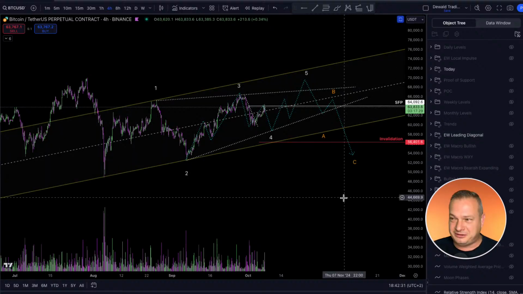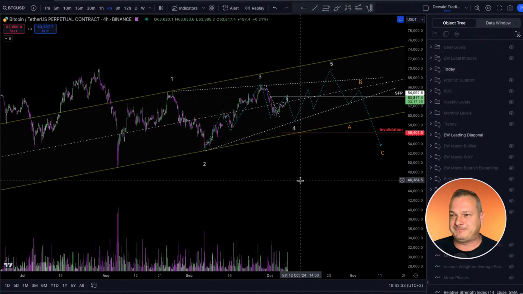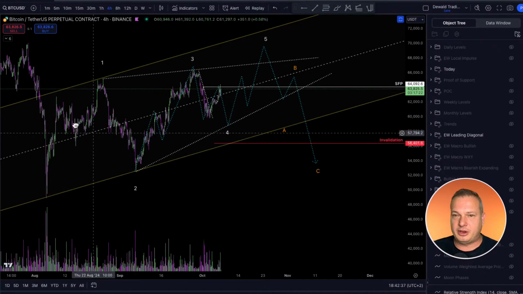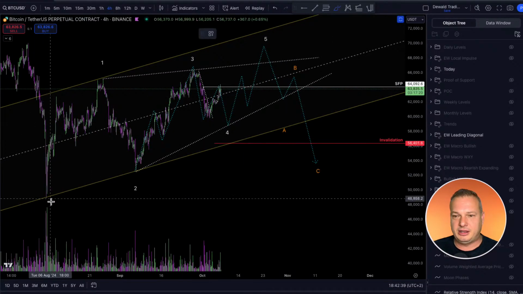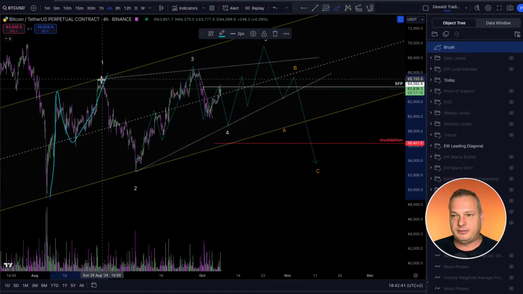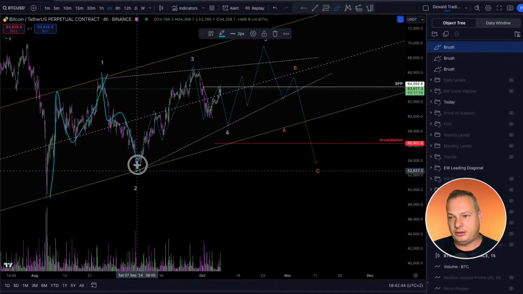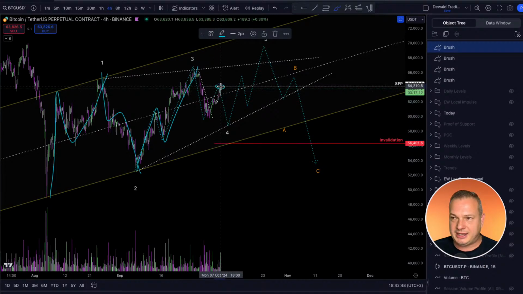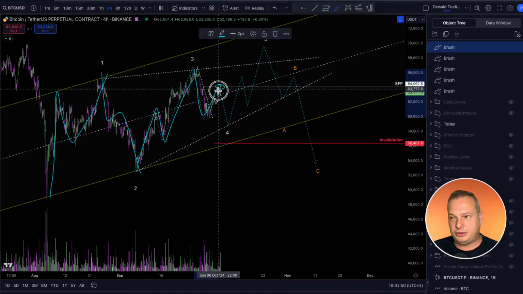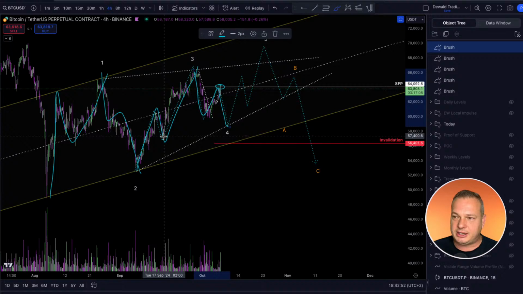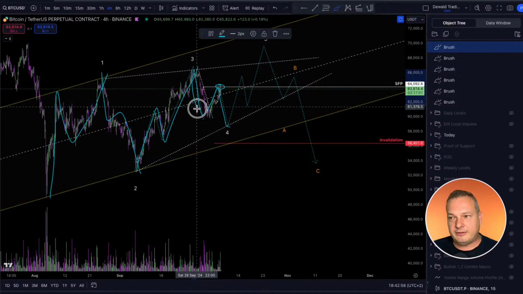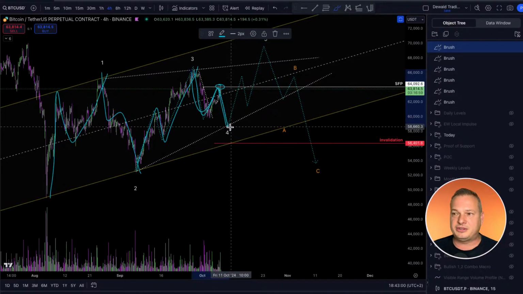Right, I am still keeping an eye on the structure. A leading diagonal that started with a three-wave structure. 3 waves up, 1, 2, 3, 3 waves down, 1, 2, 3, 3 waves up, 1, 2, 3, and if we get a rejection here, guess what? 1, 2, 3, where we could potentially come down as low as $57,500, 400, give or take. So I'm still looking for a larger three-wave structure here to the downside.